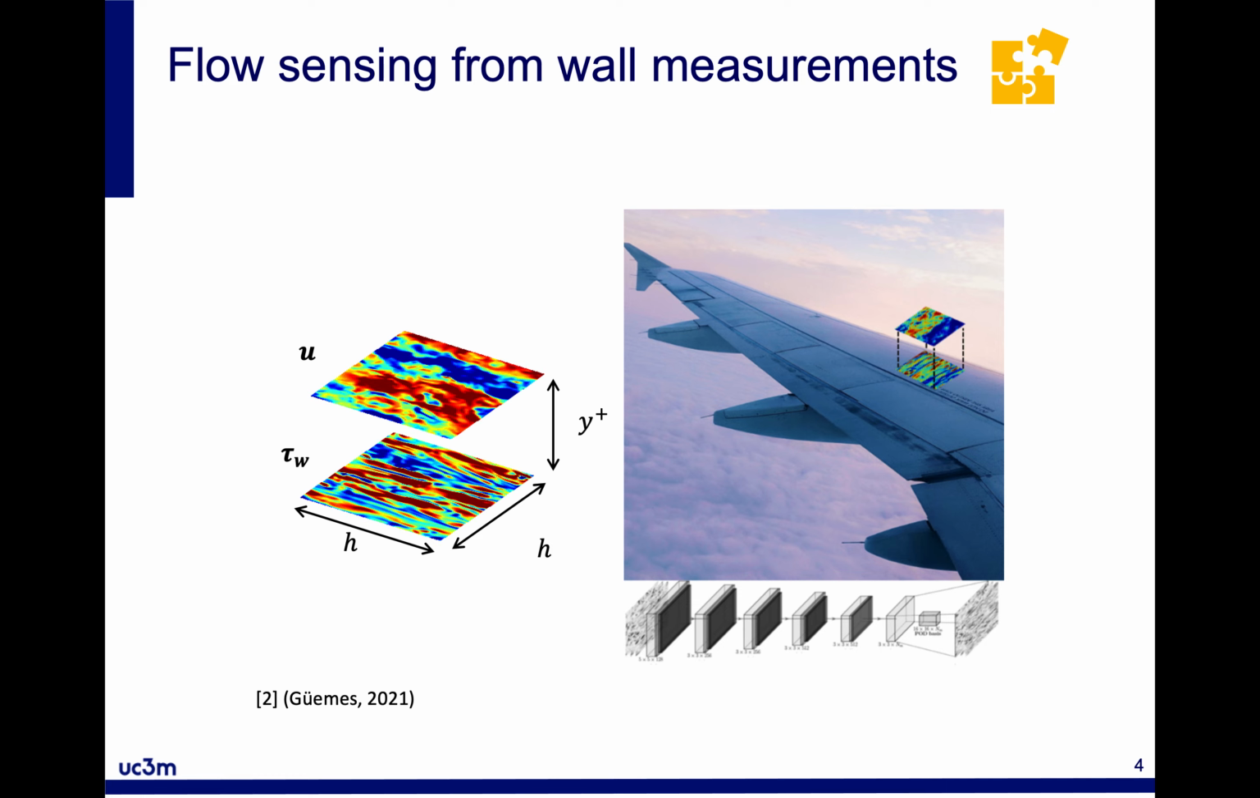We cannot measure the velocity field right in the wall, but we can measure other quantities that could be related to turbulent structures such as we have pressure, we have wall shear stress or heat transfer that could be related, and this is an additional step to implement to have the estimation of the turbulent flow field from these wall measurements.